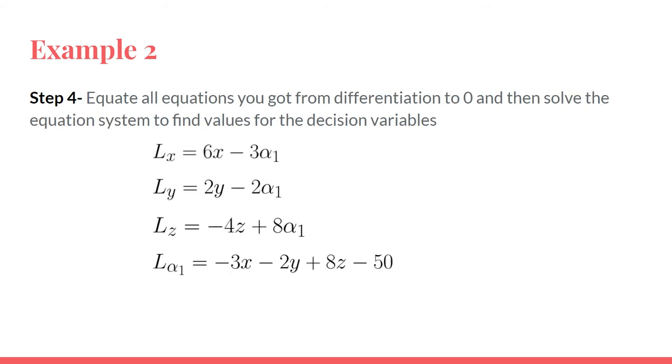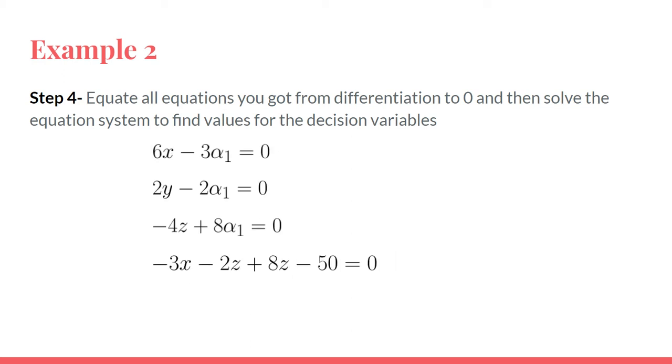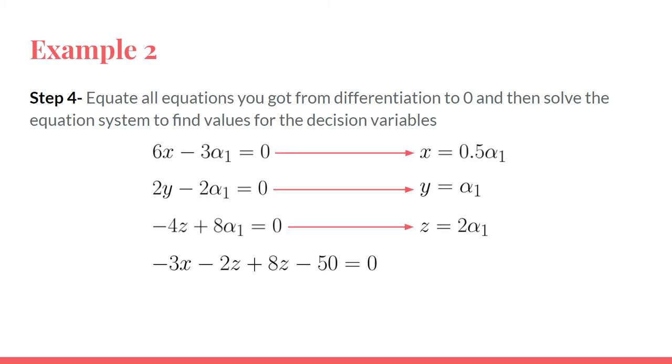On step 4, we're going to equate all equations we got from differentiation to 0, and then solve the resulting equation system to find values for our decision variables. So first we begin by equating our equations to 0, leading us to this new system of equations. We will then isolate x, y, and z in the first three equations to obtain new values for them. By doing this, we have that x is equal to 0.5 times alpha 1, y is equal to alpha 1, and z is equal to 2 alpha 1.